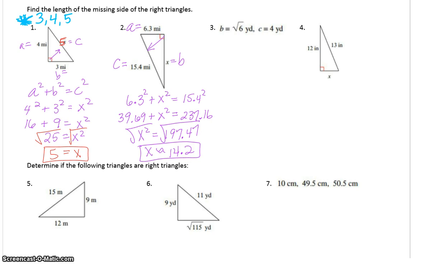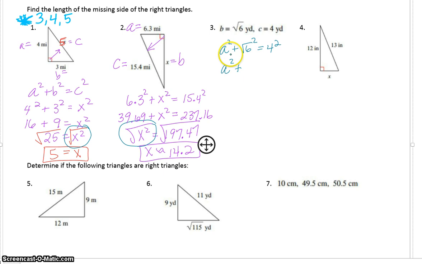This time they don't give us a triangle, but that's okay. They tell us what b and c are, so that means that we are finding a. So I'm going to say a squared plus the square root of 6 squared equals 4 squared. The units do not matter, don't worry about the yards. So we get a squared plus, now just like when we were solving for x here, the square and the square root canceled. Here they do as well. The square root of 6 squared is just 6 equals 4 squared is 16.